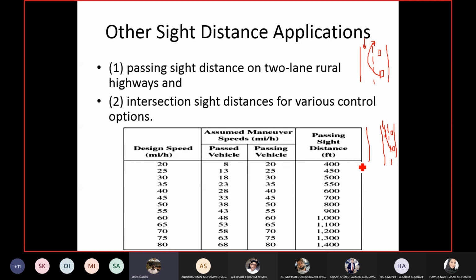Then if you want to see the equations for passing sight distance, you go back to the highway course. You will see the equations. Here, I have just shown you the table. This is the table which you can use for passing sight distance. Okay, so you must know the design speed. And they are assuming the vehicle which is passing will pass at the design speed. So you can see the design speed and the passing vehicle speed is matching. And the vehicle which is passed, the slow moving vehicle, is going below the design speed.